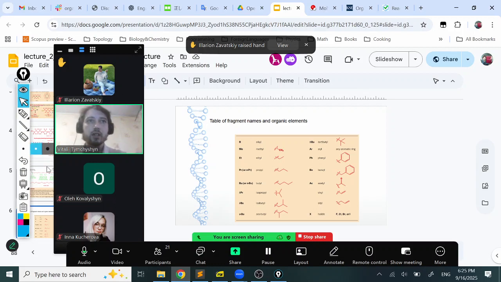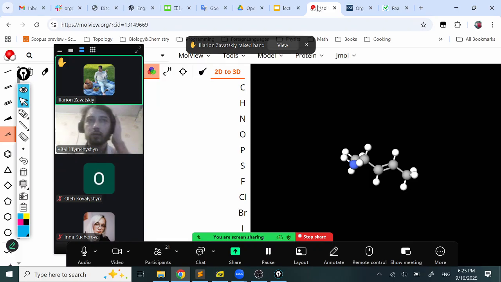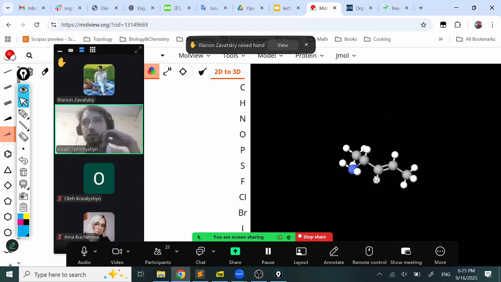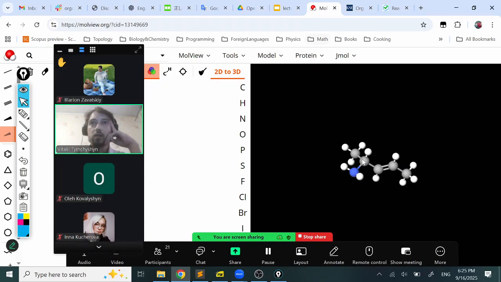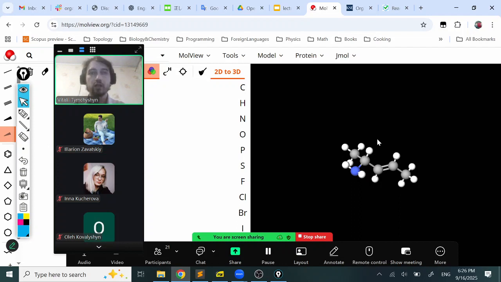Yes, I see a question. Yes, please. Can you show where the chiral bonds are on this 3D and 2D? Because we'll have this in the home task. Yes, it's all about chiral atoms in your homework, and a chiral atom basically here will be a carbon atom that has 4 different substituents.